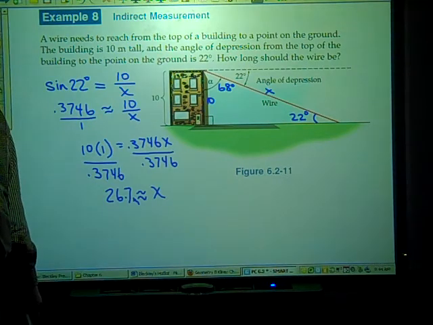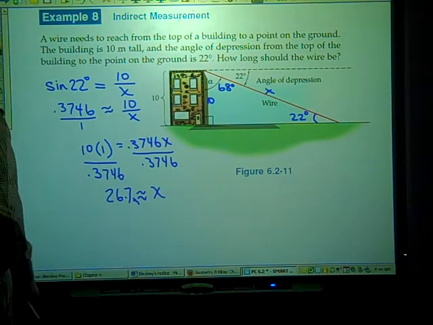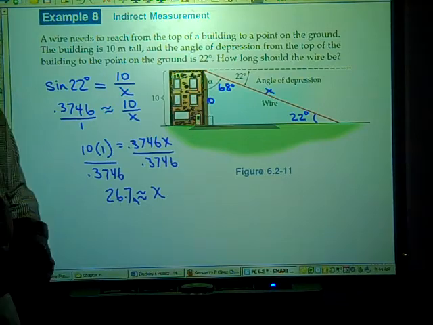Alright, so there you have it. A couple of examples with angle of elevation and angle of depression. Good luck on your assignment.